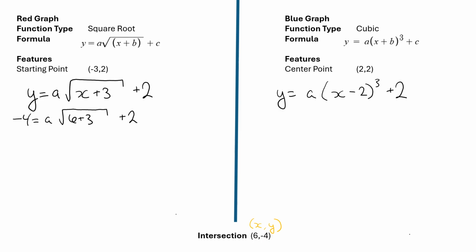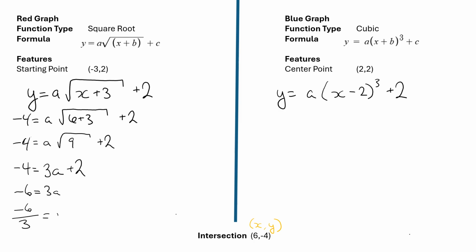And now I can do these calculations. First thing I'm going to do is what's inside the square root. 6 plus 3 is 9, plus 2. Now I can do that square root itself. So the square root of 9 is 3. 3a plus 2 is equal to negative 4. Subtract 2 from both sides. Minus 6 equals 3a. And divide both sides by 3. Minus 6 divided by 3 equals a. A is equal to minus 2.